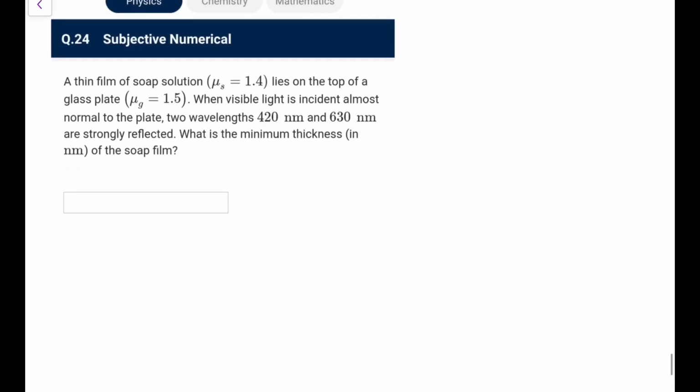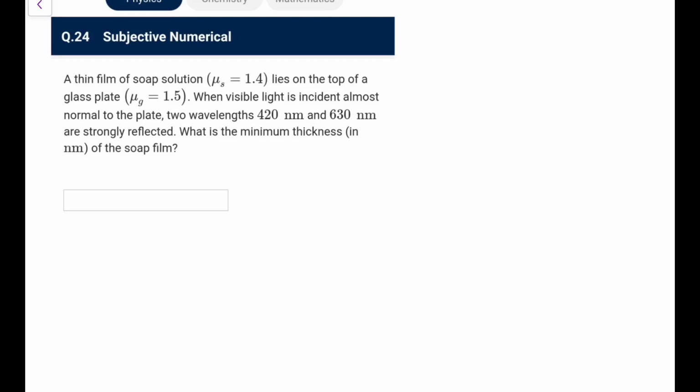Next one. A thin film of soap lies on the top of a glass plate. When visible light is incident almost normal, two wavelengths are strongly reflected. What is the minimum thickness? So these are strongly reflected, that means there is a maxima for them.